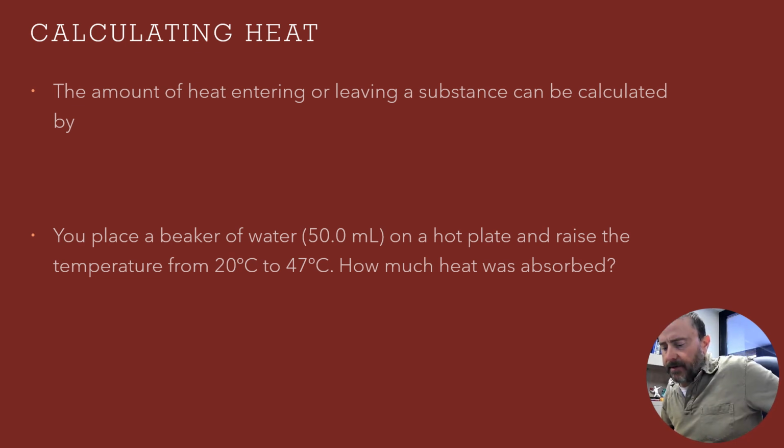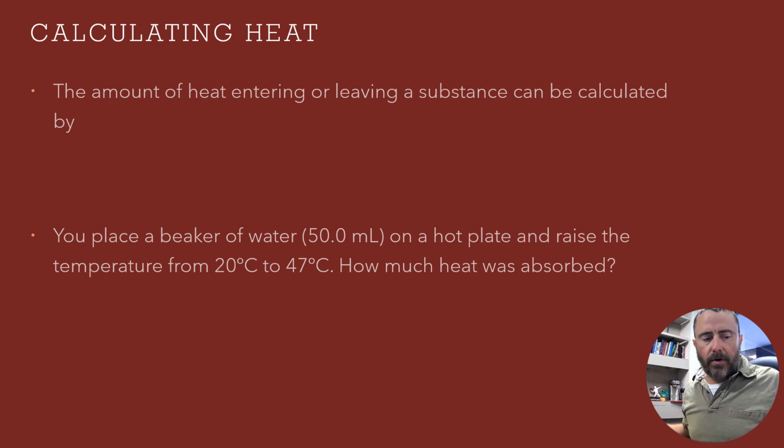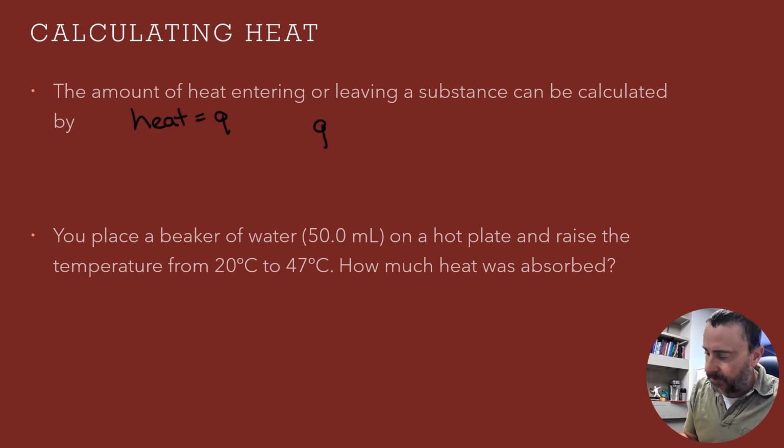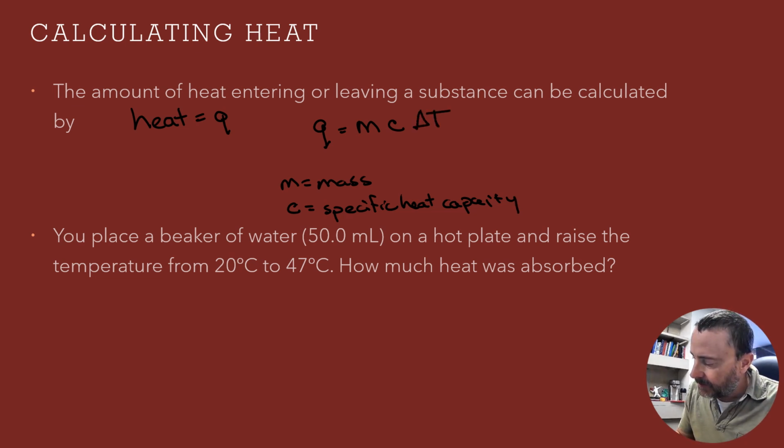Okay, so we're going to calculate the heat of something. In order to calculate the heat of something, we can do that by the following equation, where heat is given the symbol of Q. Q is equal to m, where m is mass, times c, where c is the specific heat capacity, times delta T. Delta T is going to be the final temperature minus the initial temperature.